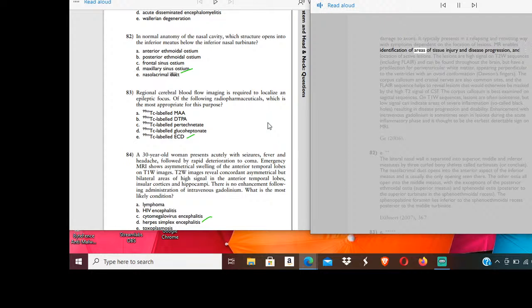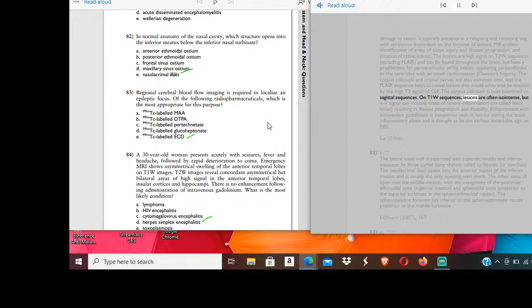MR enables identification of areas of tissue injury and disease progression and location of active lesions. The lesions are high signal on T2W sequences, including FLAIR, and can be found throughout the brain, but have a predilection for periventricular white matter, appearing perpendicular to the ventricles with an ovoid conformation, Dawson's fingers. The corpus callosum and cranial nerves are also common sites, and the FLAIR sequence helps to reveal lesions that would otherwise be masked by the high T2 signal of CSF. The corpus callosum is best examined on sagittal sequences.